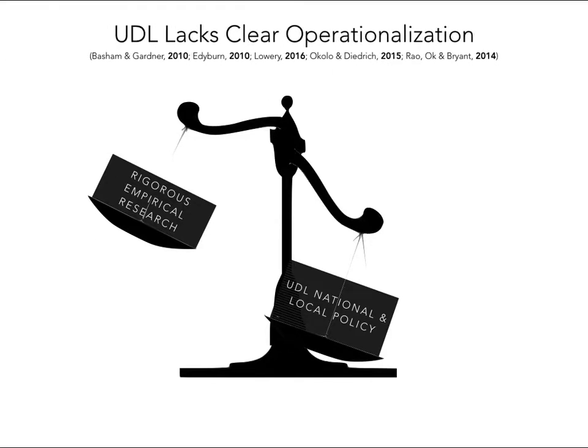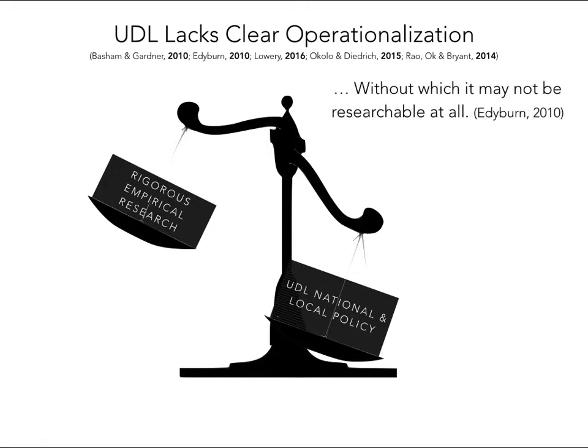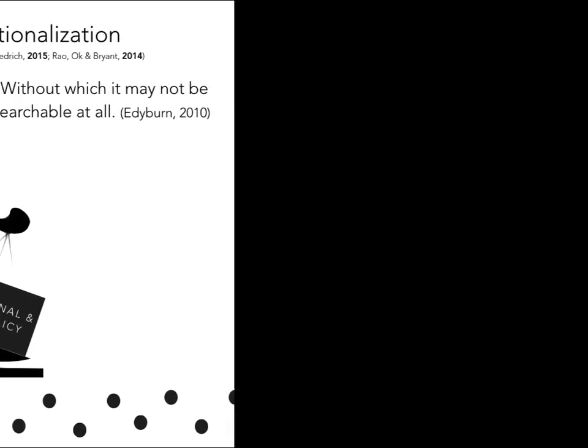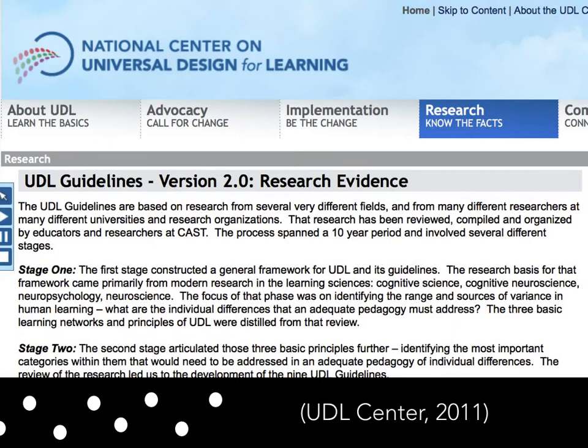Some say, frequently in recent literature, that UDL lacks clear operationalization, without which it may not be researchable at all. Now, if one follows the trail over to the National Center on Universal Design for Learning, a very different story emerges. There we find that the UDL guidelines are based on research from several very different fields and from many different researchers at many different universities and research organizations. That research has been reviewed, compiled, and organized by educators and researchers at the Center for Applied Special Technology. The process spanned a 10-year period and involved several different stages. From this perspective, that sounds pretty well researched.